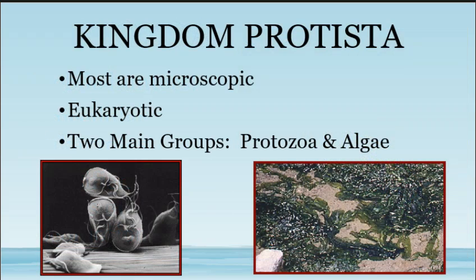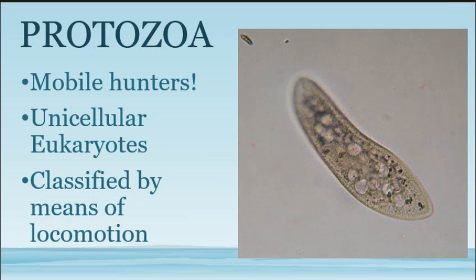Okay, protozoan. Like I say, we have two groups. We have algae and protozoa. The protozoa are animal-like, but remember, they're not animals because they're not in Kingdom Animalia. They're in Kingdom Protista. So here they are. They look kind of like this. They're unicellular. They're eukaryotic. They have all those membrane-bound organelles. They're classified by their means of locomotion.